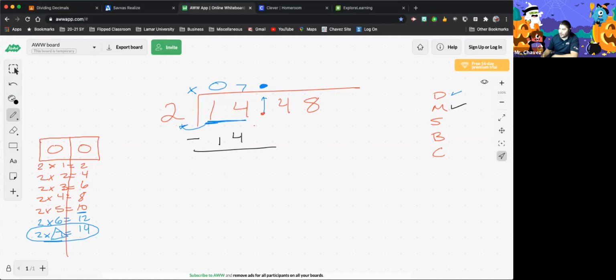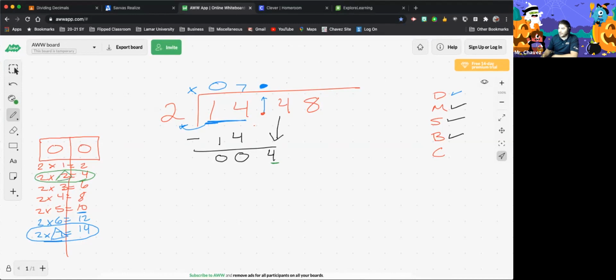Subtract. 4 minus 4, 0. Check. 1 minus 1, 0. So now we got to bring down the 4. Check. All right, so we're ready. So now we have 4 divided by 2. What number times 2 can give me 4? Right here, 2 times 2.